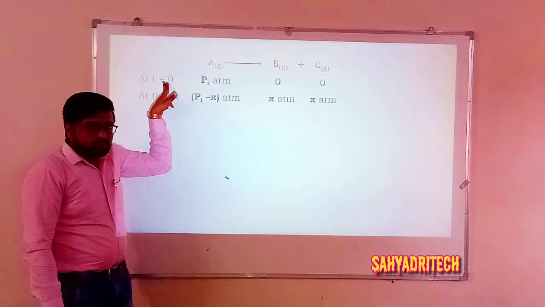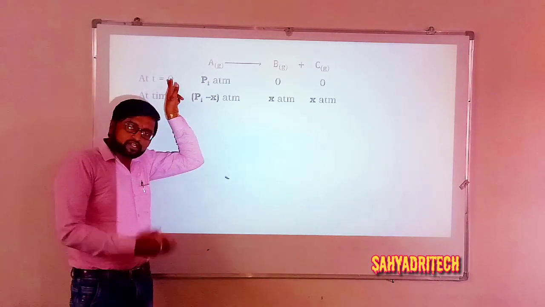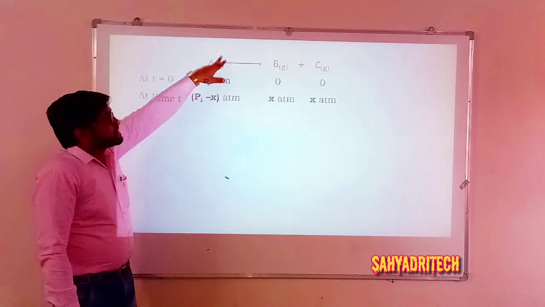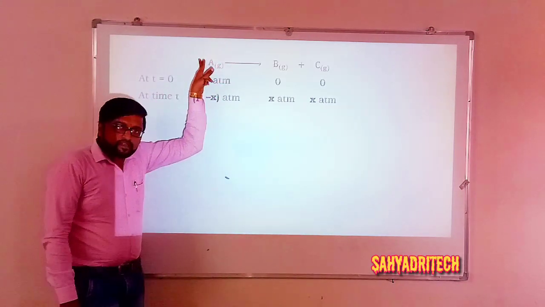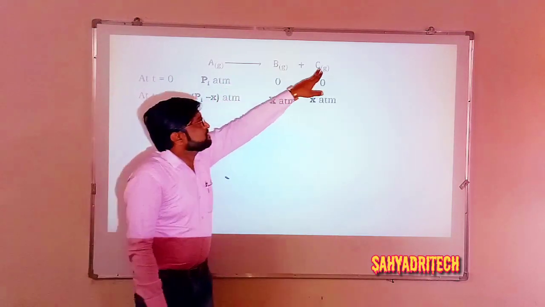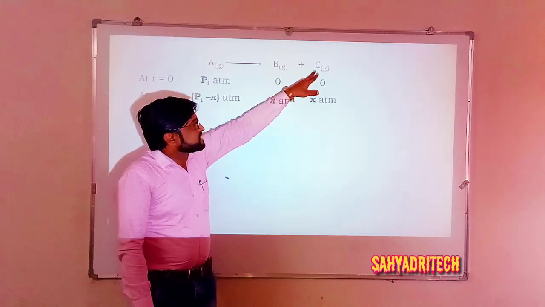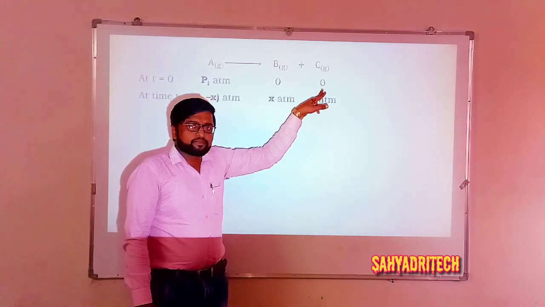So at time 0, at T is equal to 0, the reaction is not started. So whatever pressure is exerted will be the pressure of reactant alone. So I consider Pi atmosphere. What about the product? The product is not formed yet. Therefore the pressure of B will be 0 and that of C is also 0.